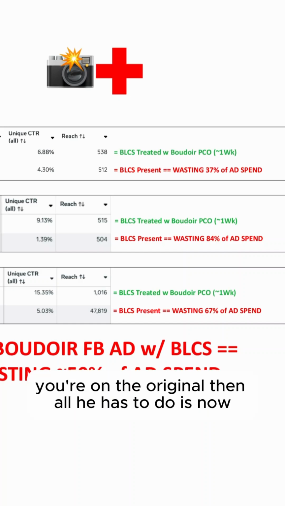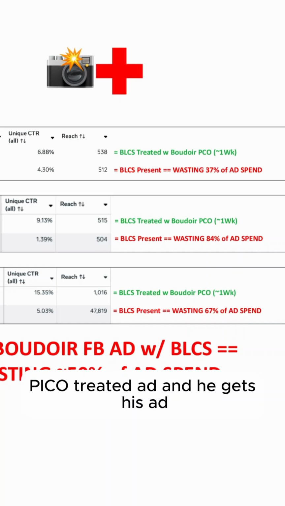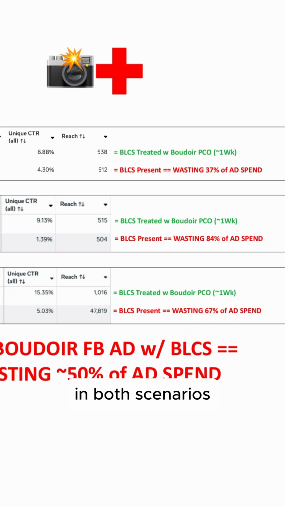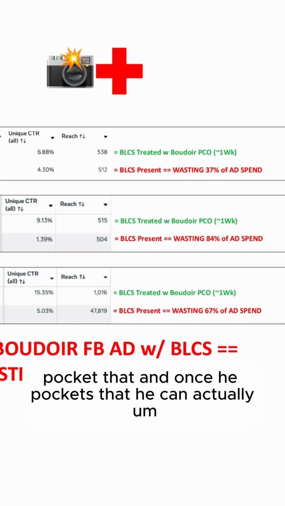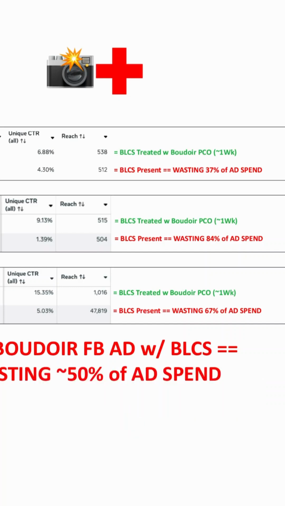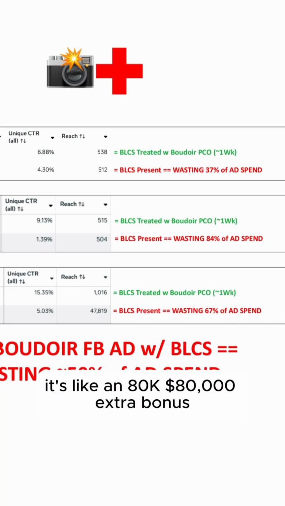on the original, then all he has to do now is spend $3,300 on the Boudoir Pico treated ad, and he gets his ad into the same number of women's brains in both scenarios. So literally he can stop paying that $6,700 a month and pocket that. It's kind of like a phantom extra bonus every month, and at the end of it, it's like an $80,000 extra bonus.